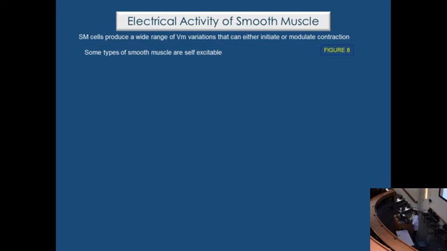Okay, so now let's talk about the electrical activity. That is one of the factors that can induce or modulate contraction. So when we look at the electrical activity, we found some smooth muscle cells that are self-excitable. That is, they experience pacemaker potentials or slow wave potentials.